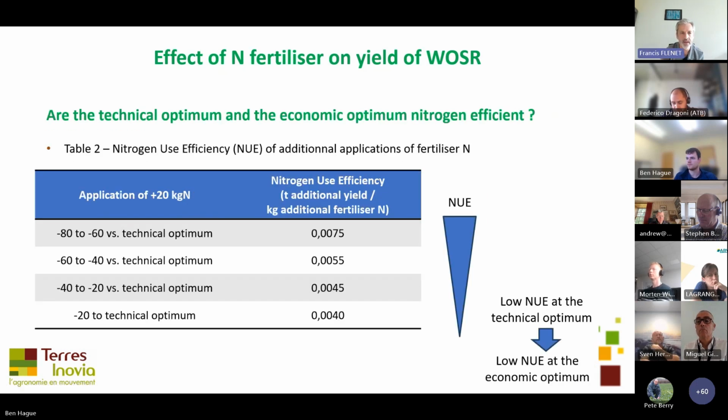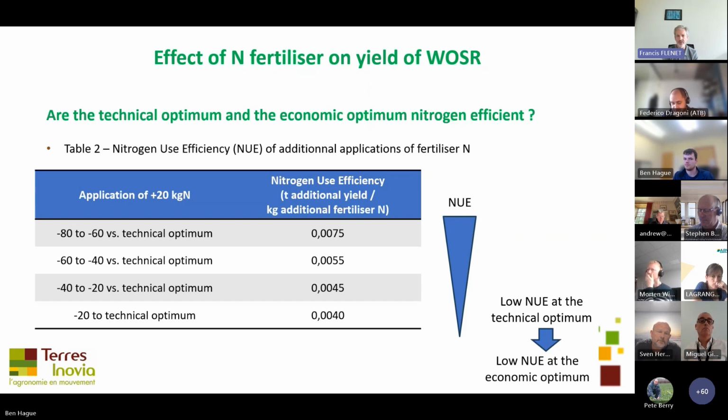We also use the database to calculate nitrogen use efficiency, which is the seed yield per kilo of fertilizer nitrogen. This table shows the effect of the application of 20 kilo of nitrogen from 80 kilo less than the technical optimum to the technical optimum.